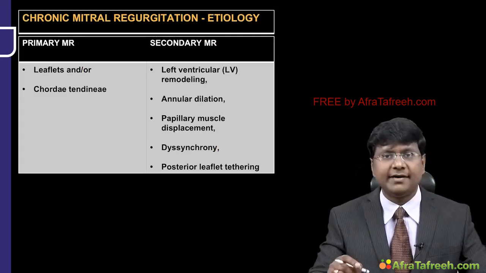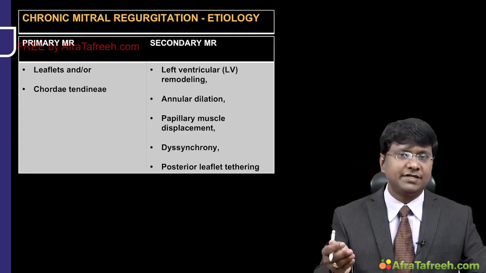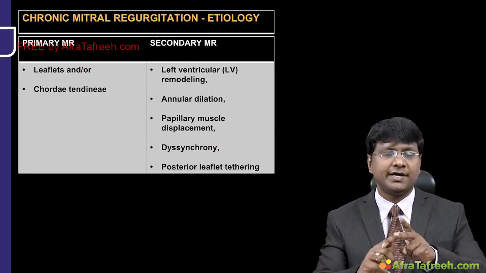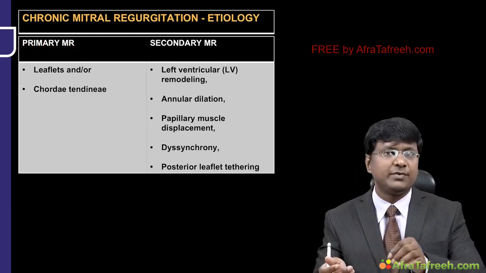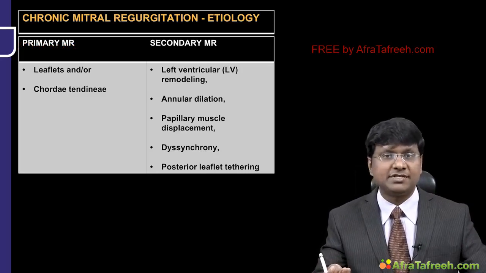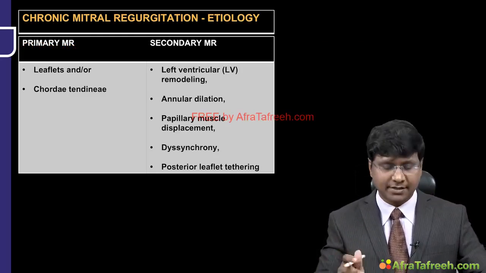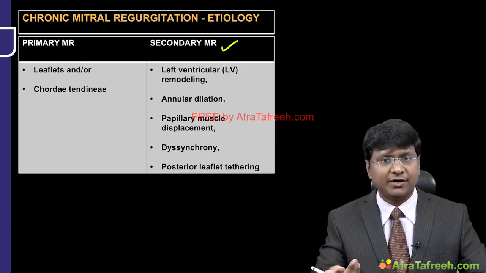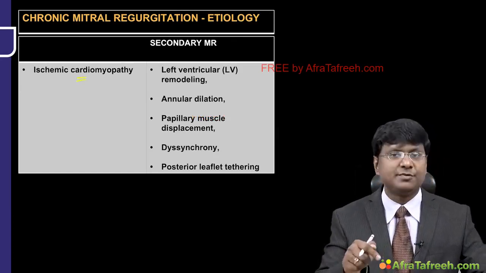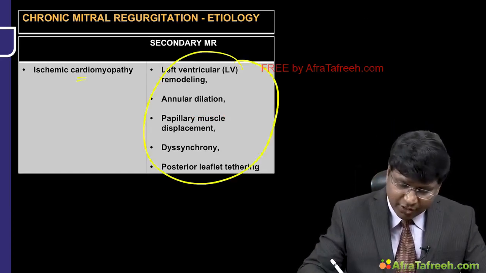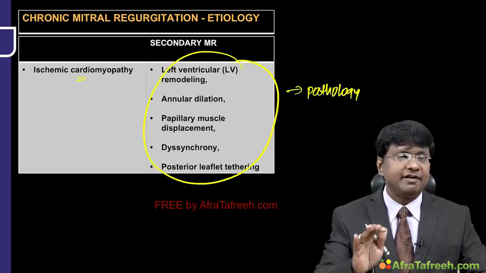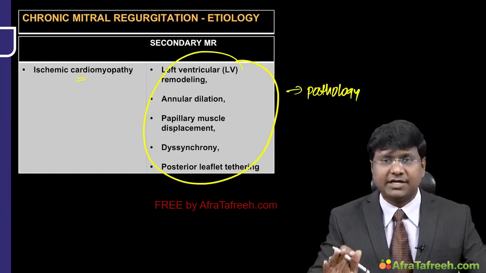Now coming to the secondary MR. So what exactly is the pathology for the development of secondary MR? We have discussed that the structures apart from the leaflets and chordae tendineae, the remaining structural involvement will cause the development of secondary MR, like left ventricular remodeling, annular dilatation, papillary muscle displacement, dyssynchrony, and posterior leaflet tethering. So all these will contribute to the development of the secondary MR. See, these are all the pathogenesis, how the secondary causes will lead to the development of MR.